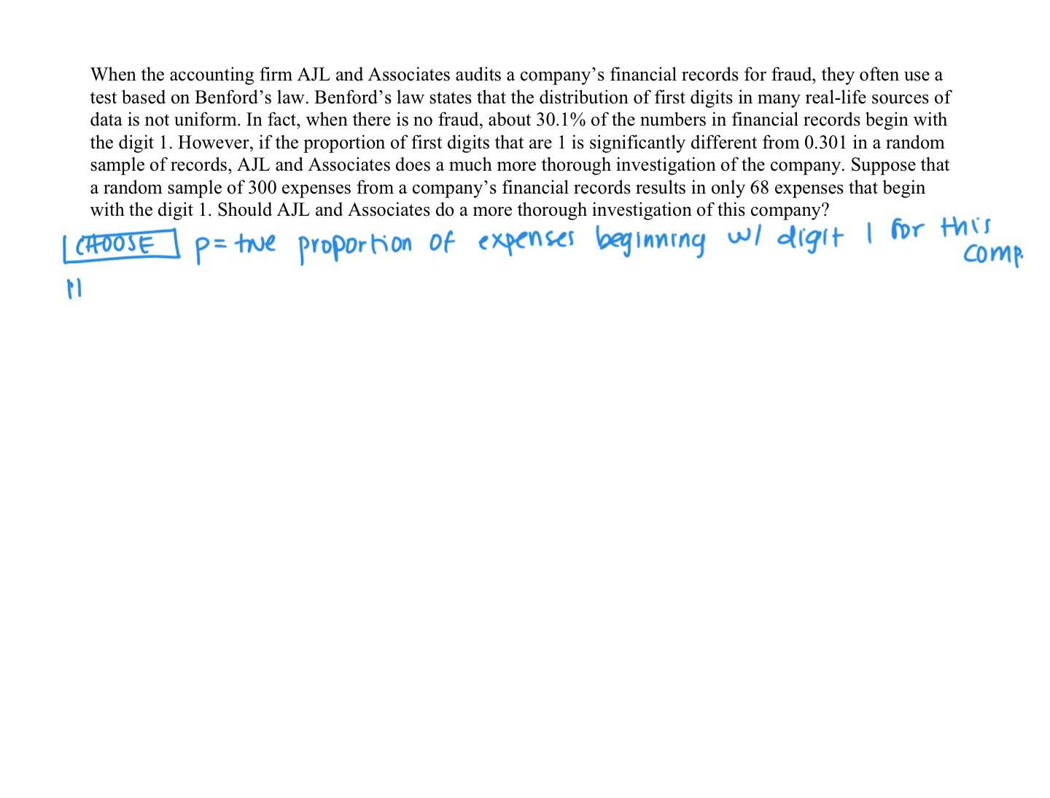So then we're going to need our null and our alternative. Both are going to be about that P. The null is always equal to. Okay, so if there's no fraud, what we expect is the proportion of expenses beginning with the digit 1 to be that 0.301. And then the question is, should AJL and Associates do a more thorough investigation? It says that they're going to do a more thorough investigation if the proportion is different from 0.301. So that's not greater than or less than, but that's not equal to.